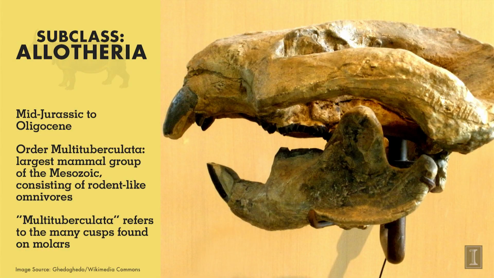The next subclass that I'd like to get into some detail here is the subclass Allotheria. Those arose in the mid-Jurassic and they went extinct in the Oligocene. The order that we want to dial into here is the order Multituberculata. Try saying that 3 times fast. Multituberculata. Those are the largest mammal group of the Mesozoic, consisting of rodent-like omnivores actually. So we're in the subclass Allotheria and the order Multituberculata. There, I've said it 3 times.